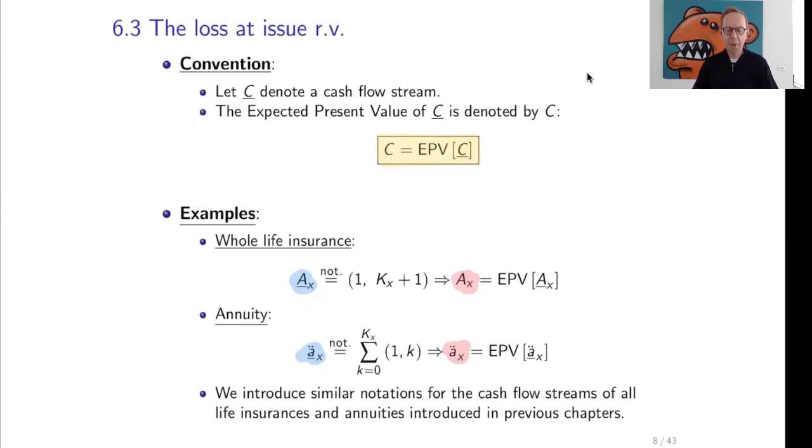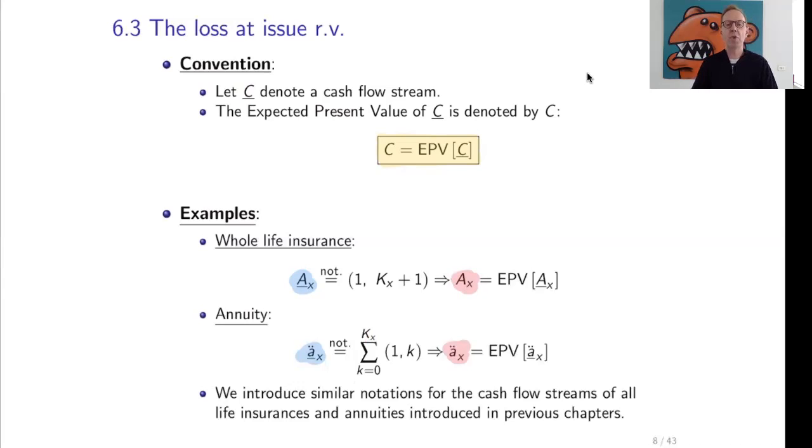The same for an annuity. We defined already an annuity due. ä_x is an annuity that pays 1 in the beginning of each year as long as the insured of age x is alive. Its actuarial value was denoted by ä_x. If we now underline the ä_x, then that is a notation for the underlying cash flow. So that is a payment of 1 at any time k that goes from 0 to K_x, to the beginning of the year of death.